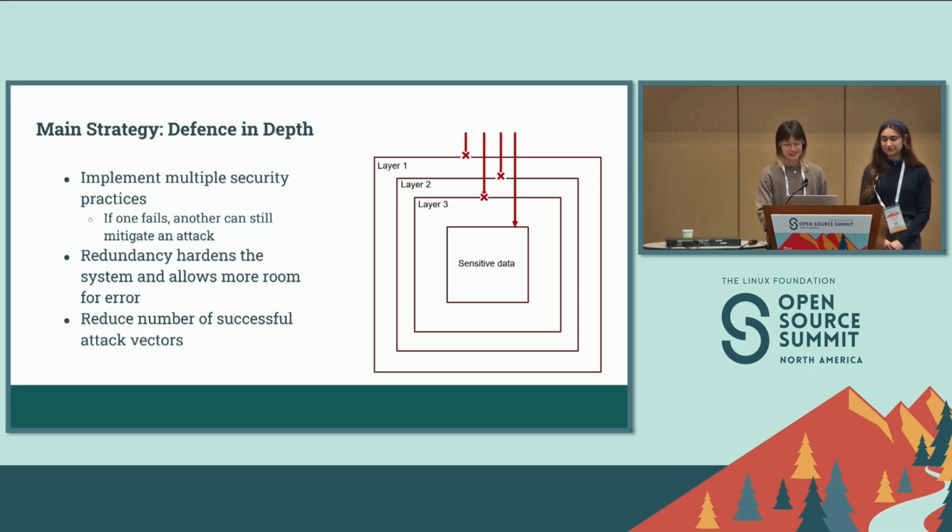Now, each of these security layers is set by people, so that makes them susceptible to human error. So while it may seem redundant to have multiple layers of security, this redundancy allows more room for error and reduces the number of successful attack vectors.